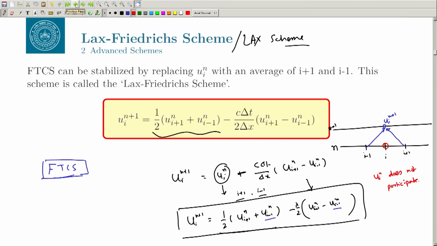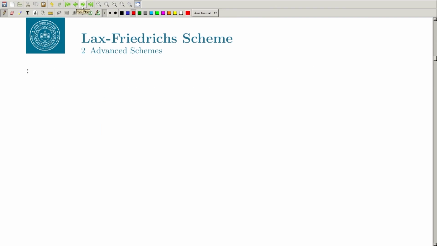Now, let us look at some of the properties of this scheme. What we will do is go through our regular analysis: one is the modified PDE, another is the stability. Let us look at the stability first. So, u_i^{n+1} is equal to half (u_{i+1}^n plus u_{i-1}^n) minus lambda by 2 (u_{i+1}^n minus u_{i-1}^n). I will not go into the detail, I will do it very fast.